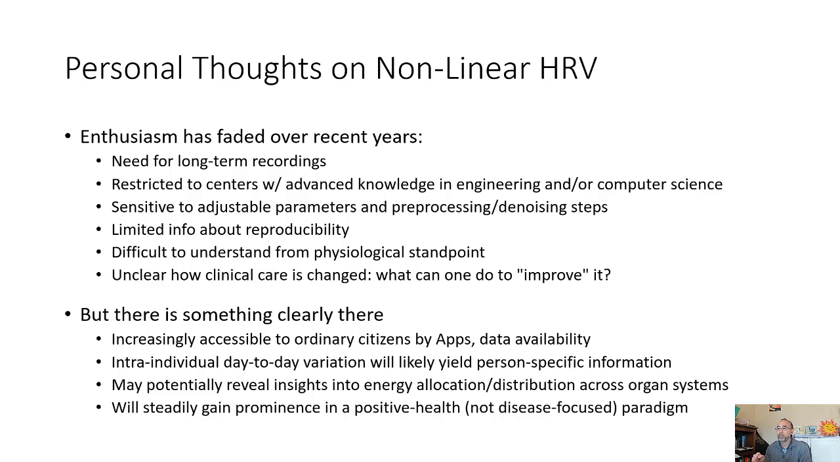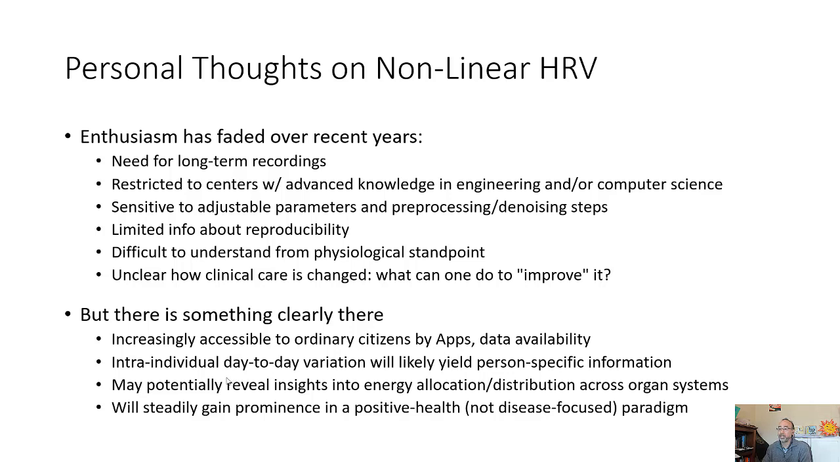We've seen that nonlinear heart rate variability measures have often outperformed the traditional heart rate variability measures in regards to mortality in a number of situations and conditions. And we're seeing that nonlinear measures are being increasingly available and accessible to ordinary citizens by apps and data availability.